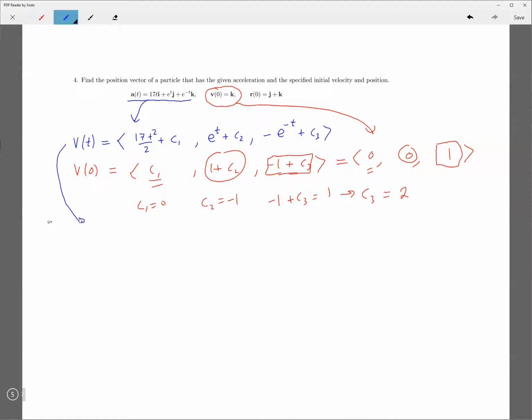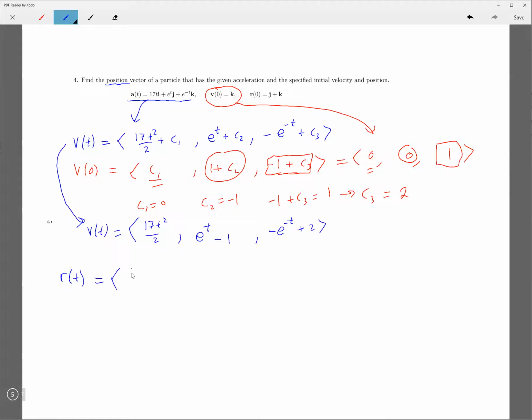Okay, so now let's plug in the constants that we just got. And our vector becomes 17 t squared over 2 plus 0, and then e to the t minus 1, and then negative e to the negative t plus 2. So we get that now. And now, let's go for the position vector. So this is velocity. So what's position going to be? Integrate again.